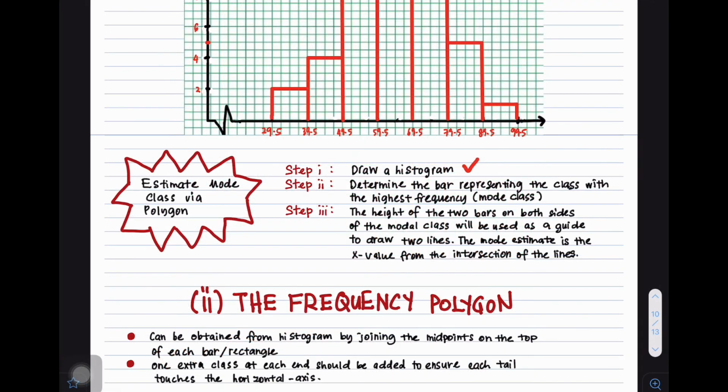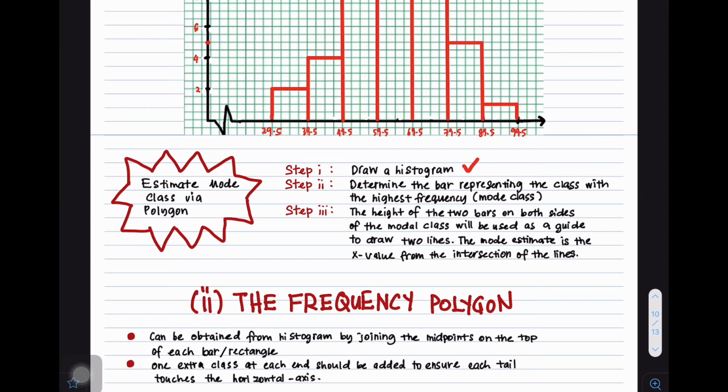Okay, next kita nak tengok the frequency polygon. So just now we already seen about histogram. Now we want to see what is the frequency polygon. So apa dia frequency polygon? Frequency polygon can be obtained from histogram by joining the midpoints on the top of each bar or rectangle. So sebenarnya frequency polygon boleh dapat daripada histogram, di mana kita perlu join ataupun sambungkan midpoint on the top of each bar ataupun rectangle.